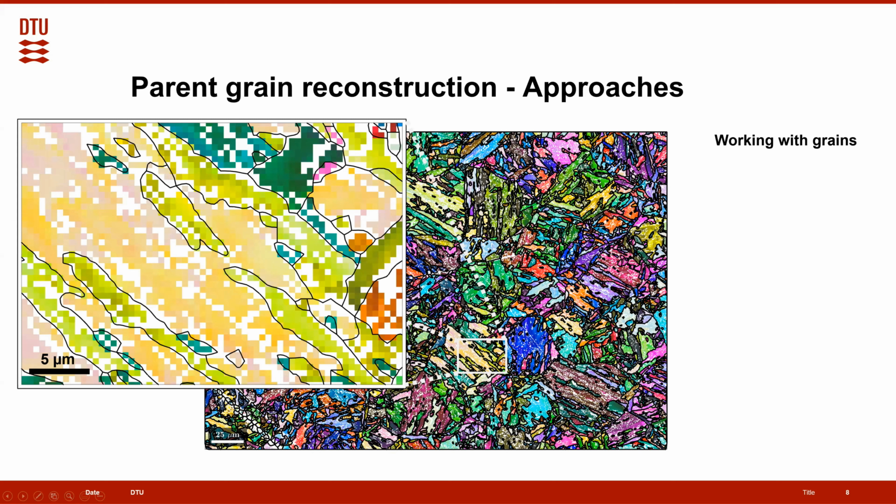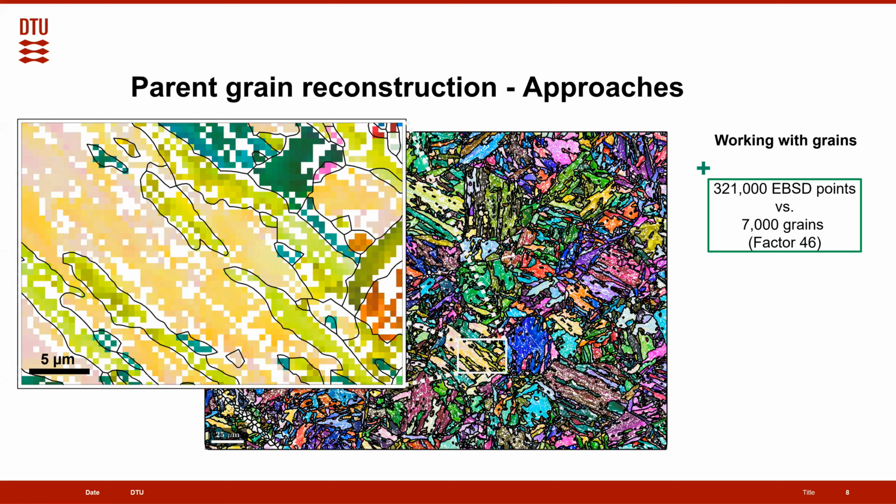So what does this mean for us when we work with grains in parent grain reconstruction? We basically binned down our 320,000 EBSD points of this map into 7,000 grains. So that's a factor of 46 that we applied. And that, of course, means if we want to do reconstruction that involves a lot of calculation, this is going to be a lot more efficient and a lot faster.